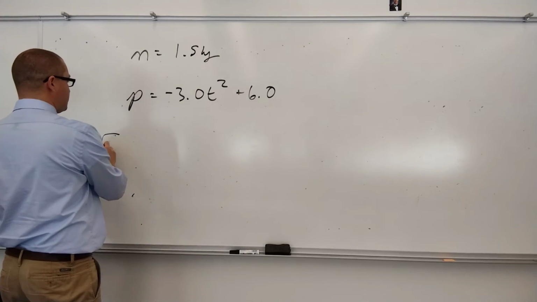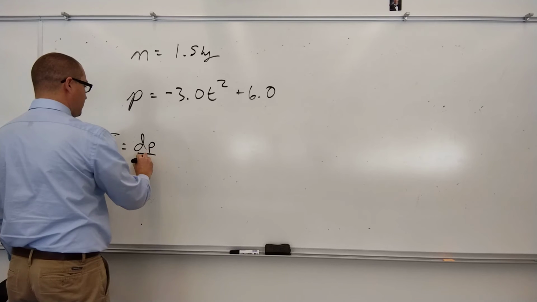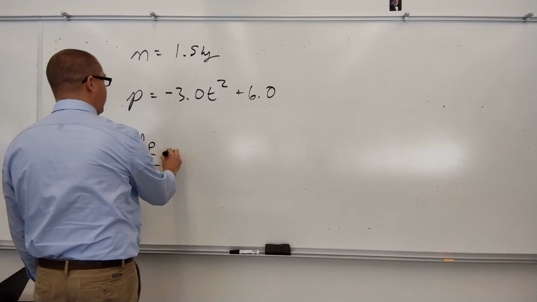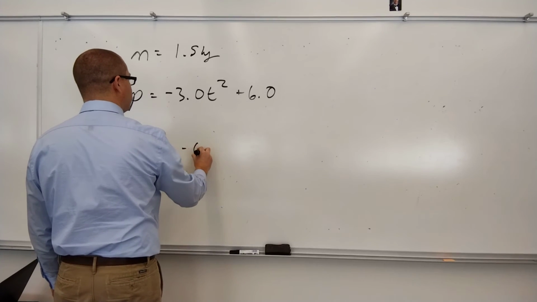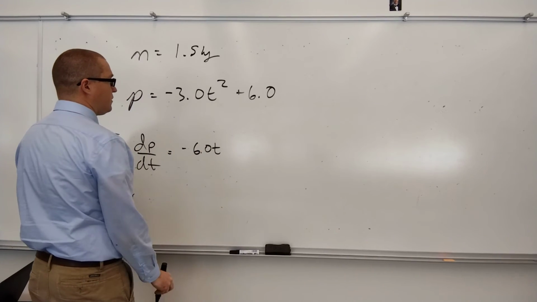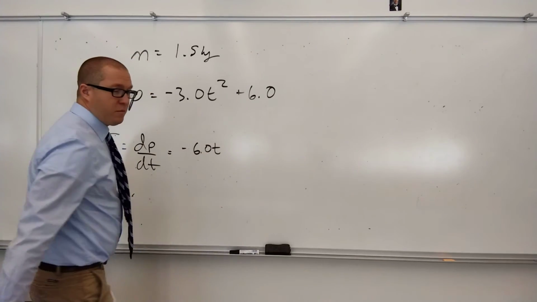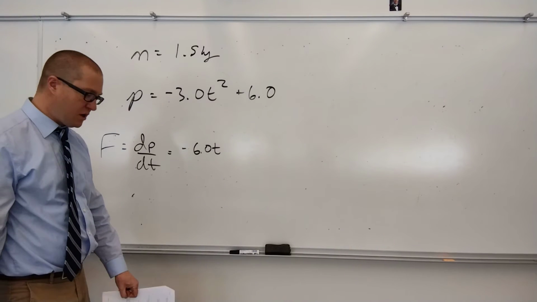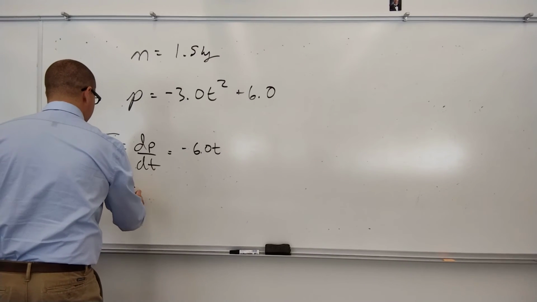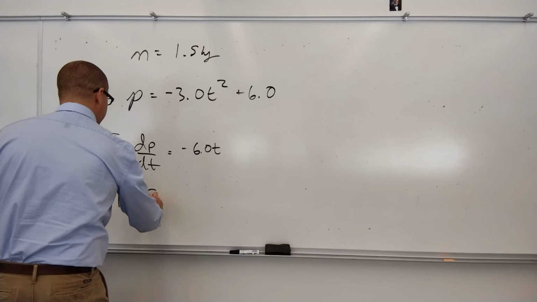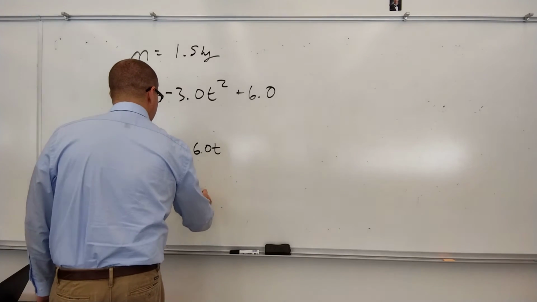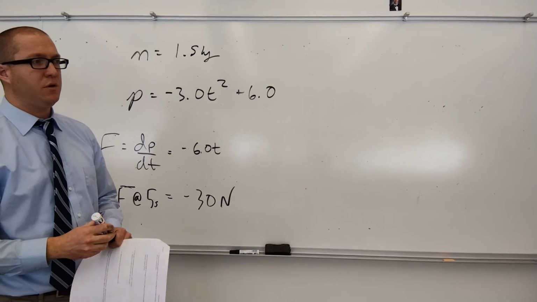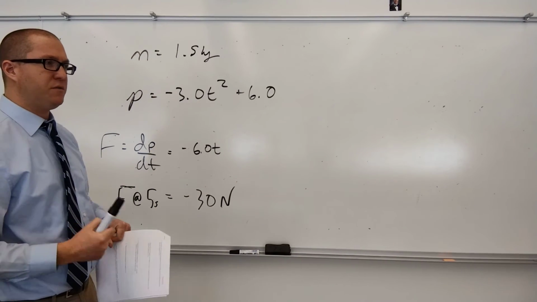All right, so force equals dp dt. So the derivative of the momentum function is negative 6.0 t. That term is 0, right? So our force function here is negative 6.0 t. So the force at 5 seconds is negative 30 newtons, right? Pretty cool.